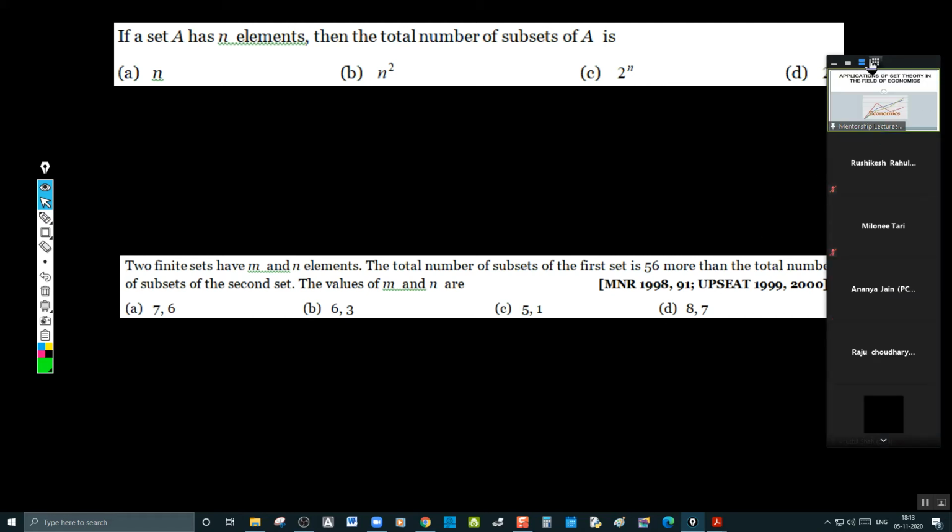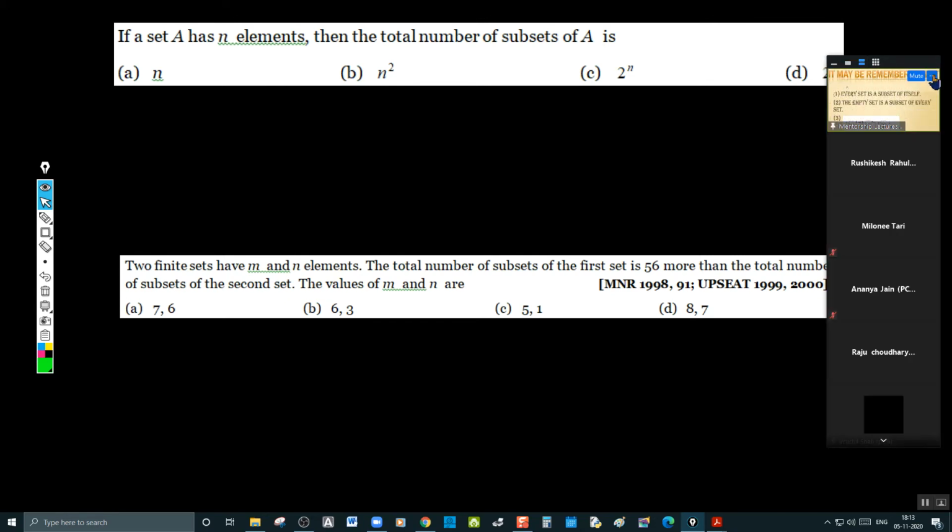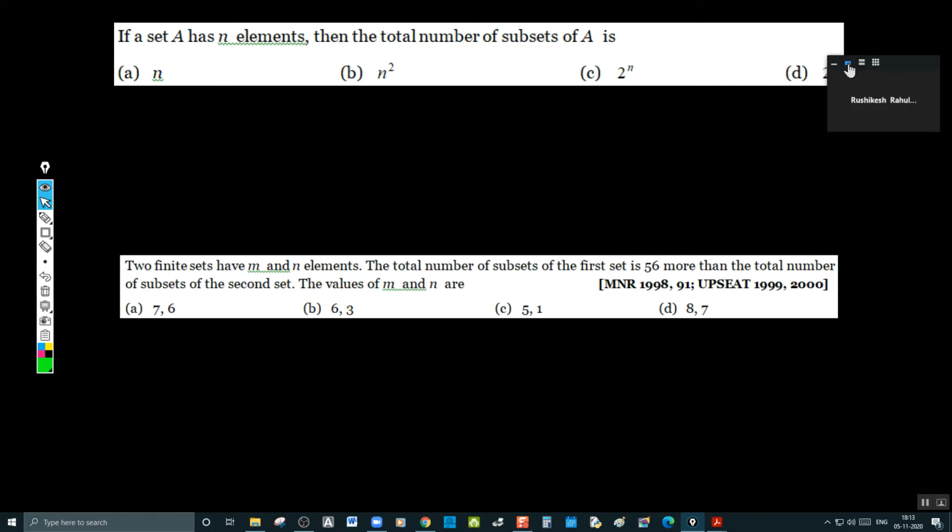The total number of subsets means 2 raised to n has the value 56. Sir, can I tell? Yeah, beta. The number of subsets of the first set is 56 more than the second, so 2 raised to n is equal to 56 plus 2 raised to n.